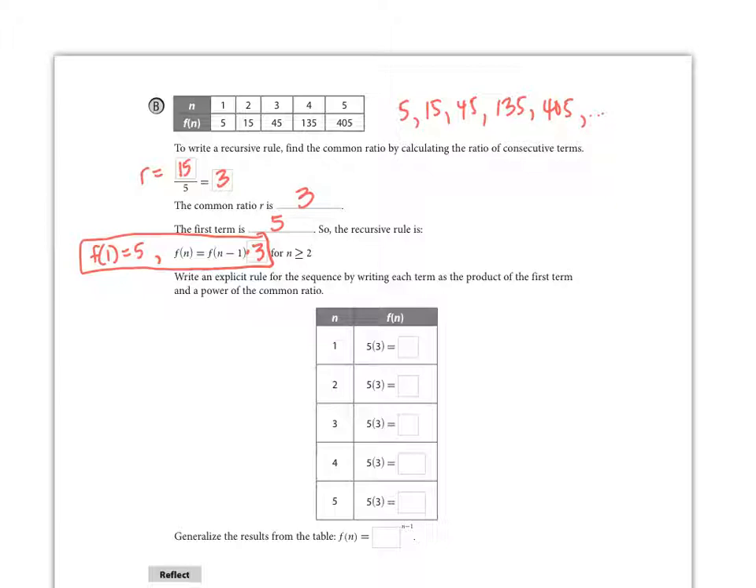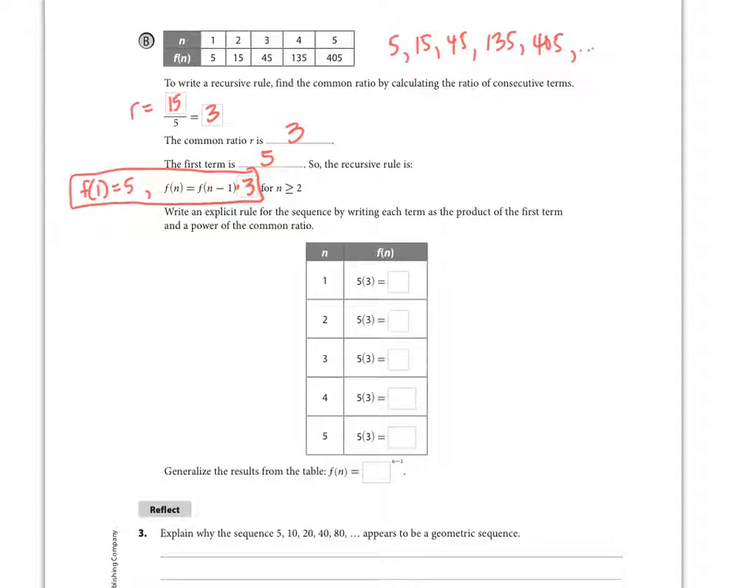Then we're going to write an explicit rule. And to do that, and to understand how this works, we're looking at how we are multiplying these numbers to get the term, okay? So I'm actually going to ignore these 5 times 3. So you can cross those out as well. For the first term, it's just 5.